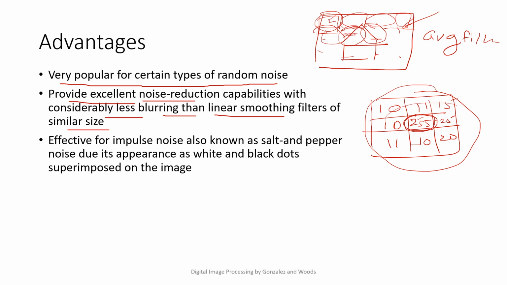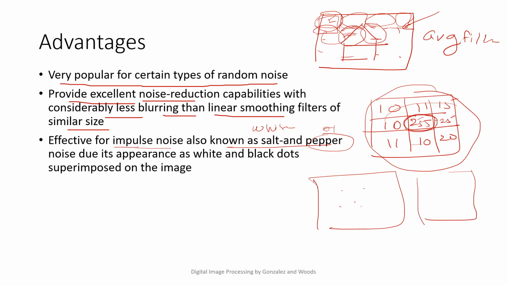This type of filter, as I already mentioned, is used to eliminate impulse noise, random noise. It's also known as salt and pepper noise. Salt is white bright pixels, and pepper is black pixels. On a bright background, black pixels are pepper, and on a dark background, white pixels are called salt.